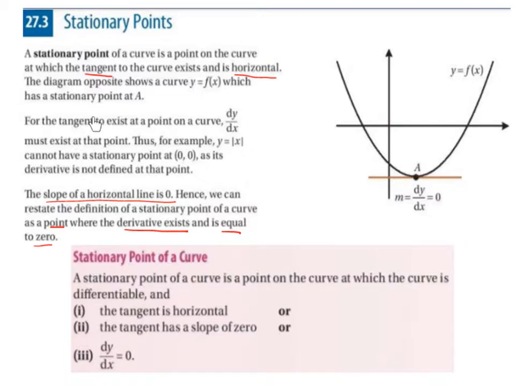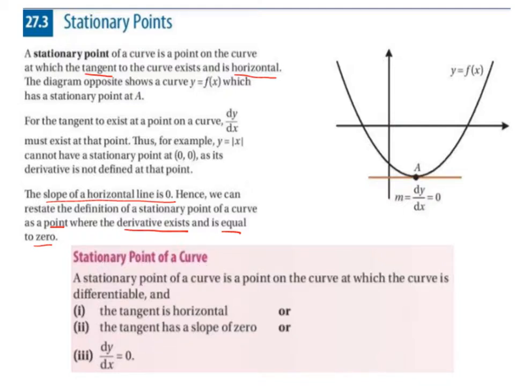For the tangent to exist at a point on a curve, dy dx must exist at that point. Thus, for example, y equals the modulus of x cannot have a stationary point at 0, 0, as its derivative is not defined at that point. The slope of a horizontal line is 0. Hence, we can restate the definition of a stationary point of a curve as a point where the derivative exists and is equal to 0.